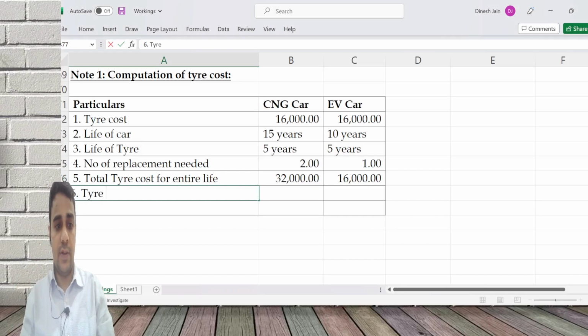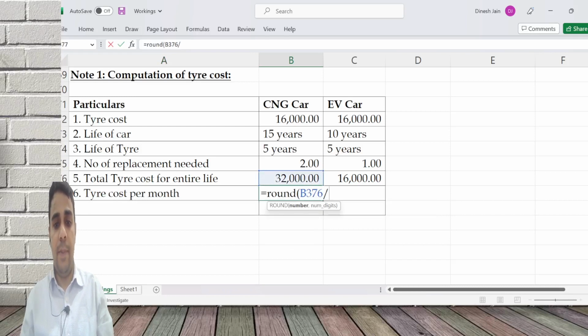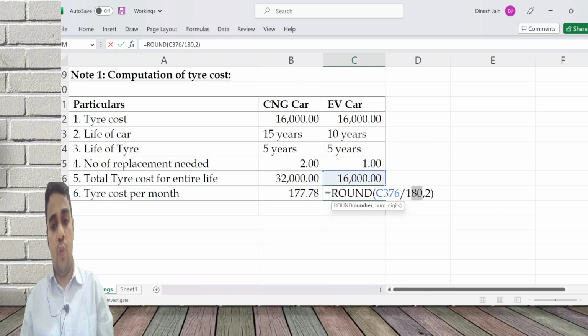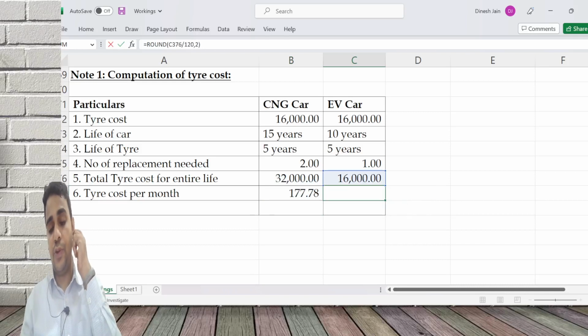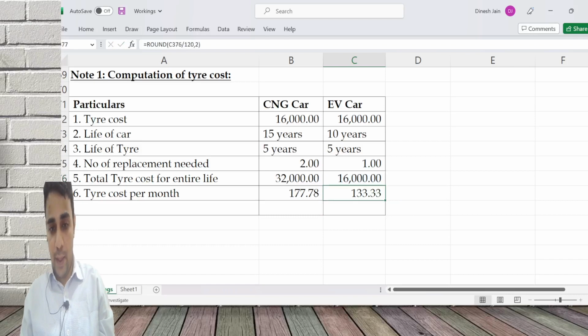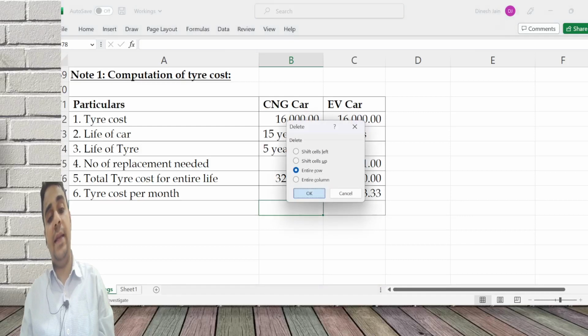Tire cost per month: 32,000 divided by 180 months, and 16,000 divided by 120 months. Sorry, 16,000 divided by 120. 32,000 divided by 180 months.